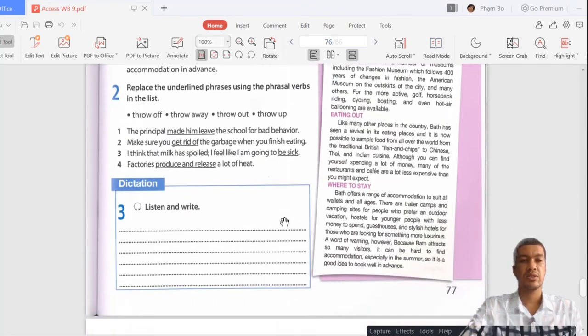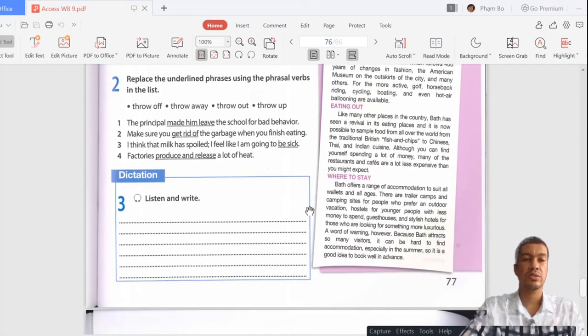All right, so that concludes it, and then we will go on to the dictation, which I will play for you, then you can listen, and then afterwards I will give you the answers. But I would strongly advise you to do it first and fill in the answers, and then you can have a look at the answers right at the end. So I'll play the dictation for you right now.